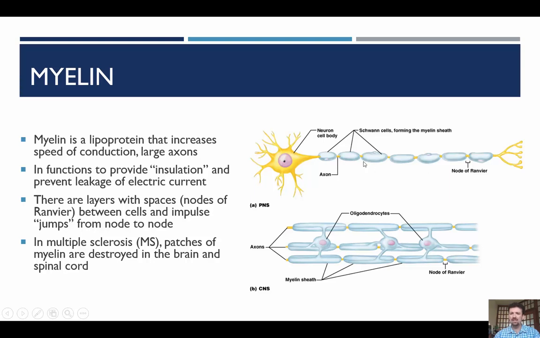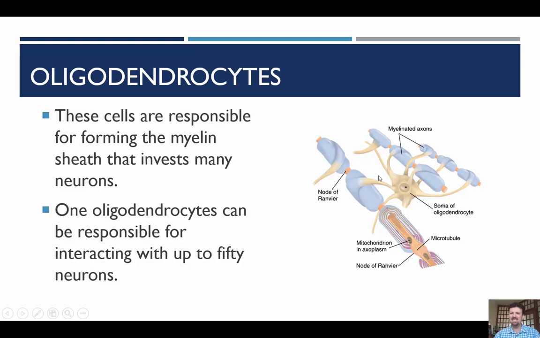Now, these sheaths are created by cells in the nervous system. And in the central nervous system, the cell that creates this sheath is the oligodendrocyte. And you can see that one oligodendrocyte has several processes which wrap around different axons to form the myelin sheath. And it has been estimated that one oligodendrocyte can be responsible for interacting with up to 50 different neurons.